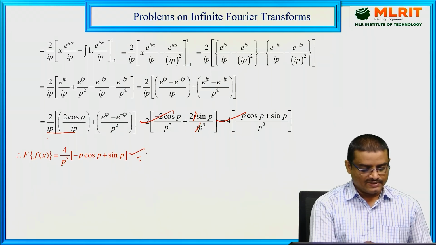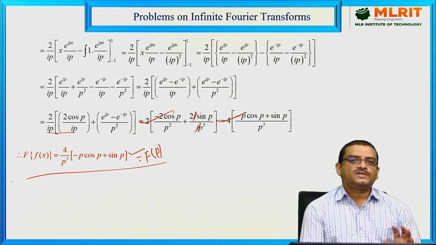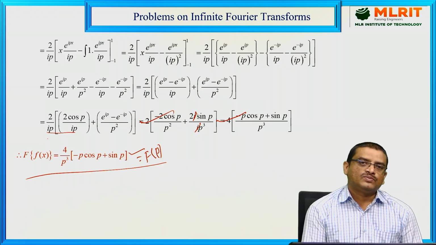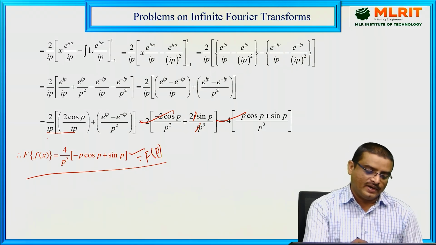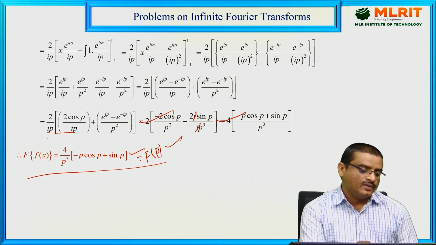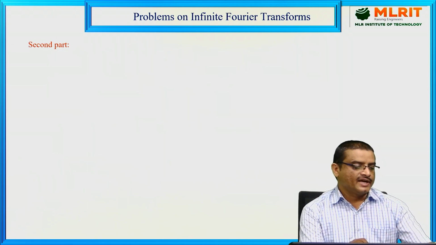This we can consider our capital F of p value here. So this is the first case. For the function f of x, we got the Fourier transform of that f of x, and that value is represented with f of p. Now by using this f of p, we have to get those integral values. The second part is reducing those integral values.